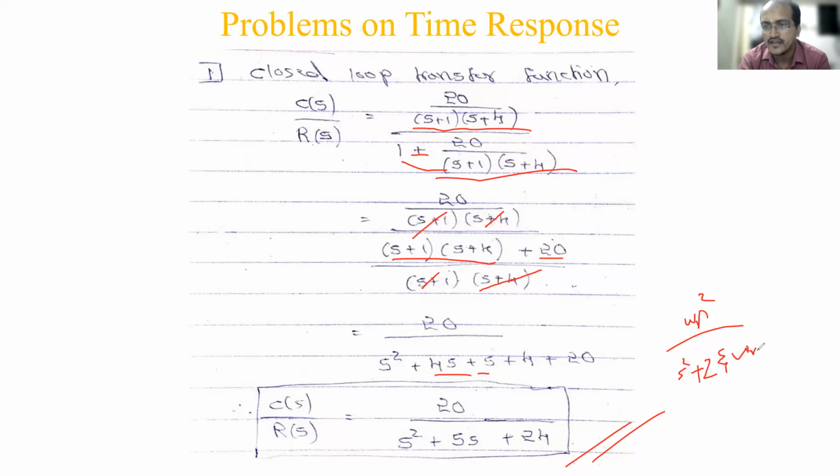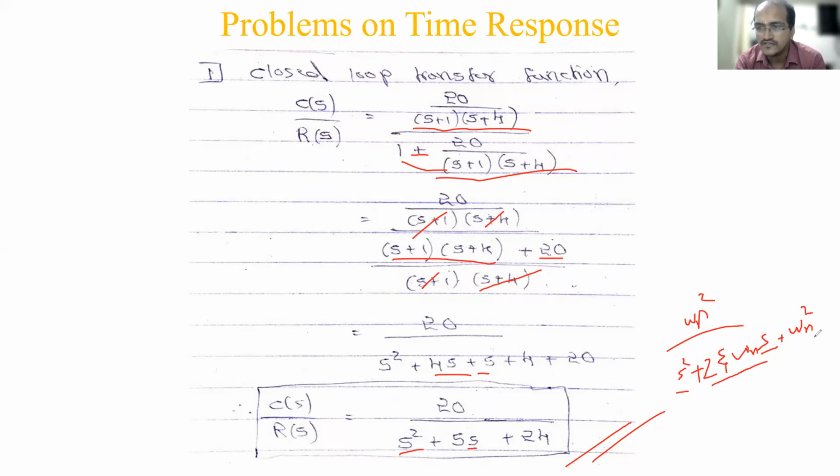2 zeta omega n s plus omega n square. Okay. So one thing you have to be cautious about when you are comparing, the denominator normally you compare, because here in this equation, see the denominator, s square is there here, s square. So 2 is there here, 5s is there, no issues. So s term is there here, s term is there here. So then 5 becomes equivalent to 2 zeta omega n value. Okay. Then omega n square.